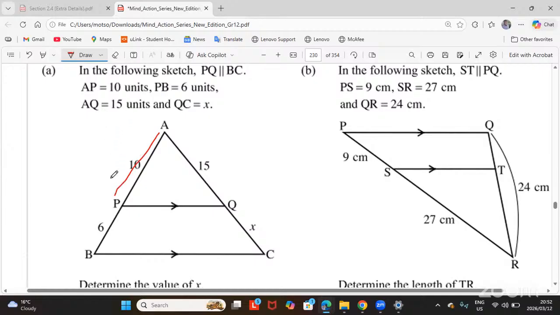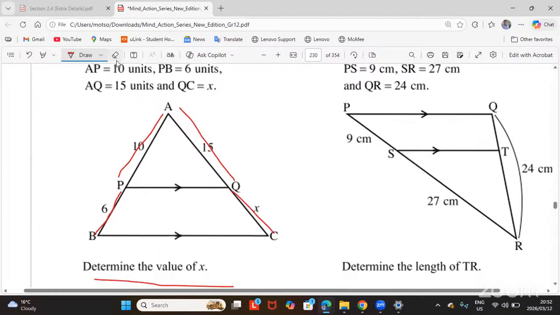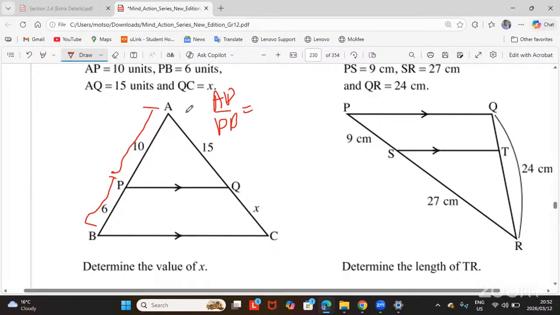We are also given PB here is 6. We are given AQ there is 15. Then we are given this X, and we are required to find QC, which is X, because they say determine the value of X. Now we said the proportionality theorem is applicable here. What are we going to do? We take the ratio for this side, the ratio AP over PB, which is equal to the ratio of the other side, AQ over QC.